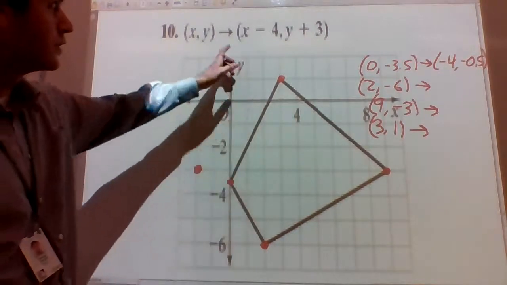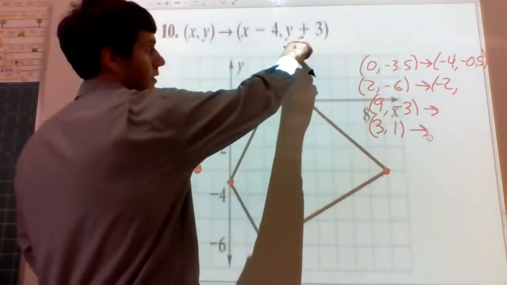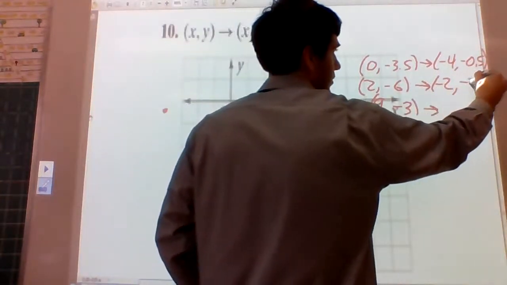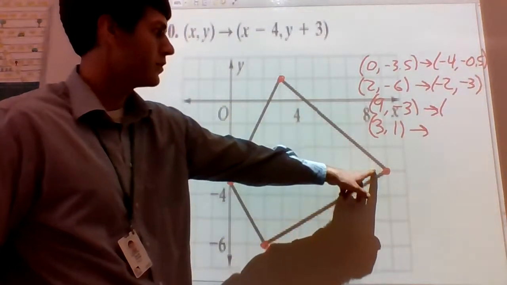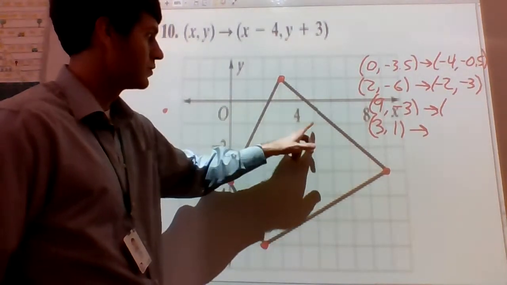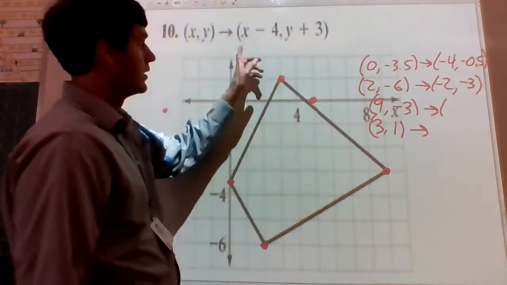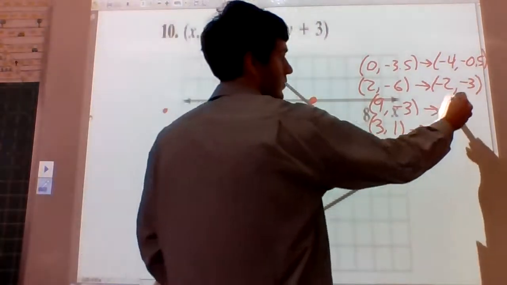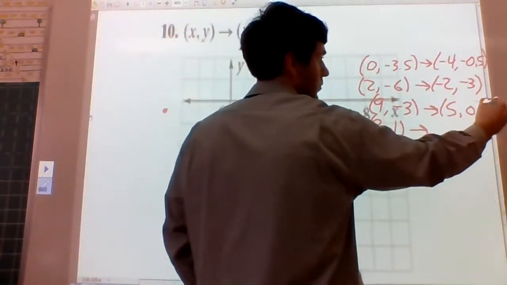Let's check it. 2 minus 4 is -2. -6 plus 3 is -3. Okay. 9, -3 is right here. So 4 to the left. 1, 2, 3, 4. Up 3. 1, 2, 3. We should get 5, 0. Let's check it. 9 minus 4 is 5. -3 plus 3 is 0.